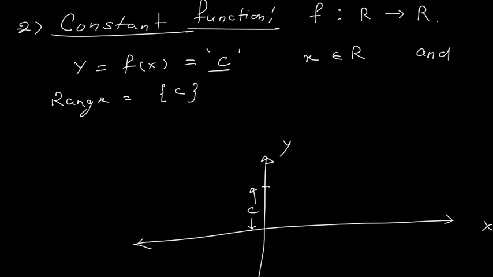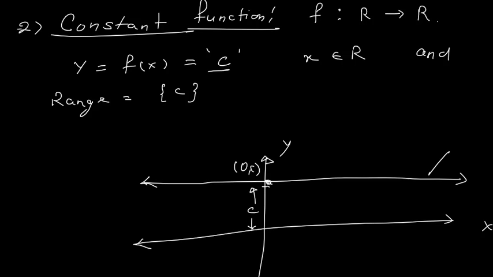So I will get a line which is parallel to x-axis and passing through point (0, c). So at every point the y coordinate is c. So this is the function y equal to constant. Now this function is called constant function, as the value of the function remains constant whatever will be the value of x.